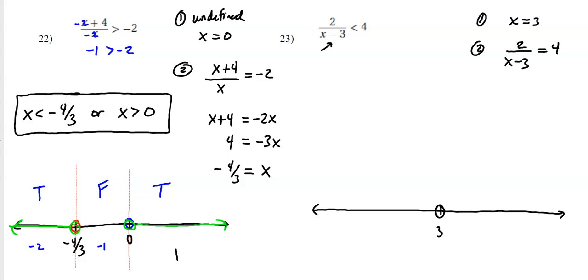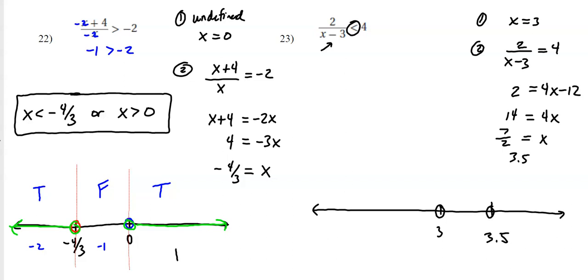So I'll multiply both sides by that x minus 3. I'll get 4x minus 12. Add 12 to both sides. Divide both sides by 4. Well, that's 7/2, or 3.5. So we need to do a 3.5 as well. Again, no equal to bar, so we're going to leave this open.